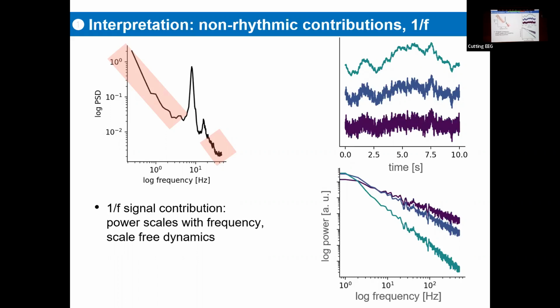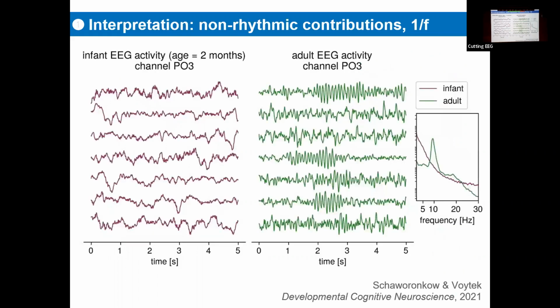All right. So an example from the human brain. This is the EEG of a 2-month-old baby, and this is an adult EEG. And you can see that the adult has this prominent alpha oscillation, which the infant totally lacks. But the infant will still have some power in these frequency bands.